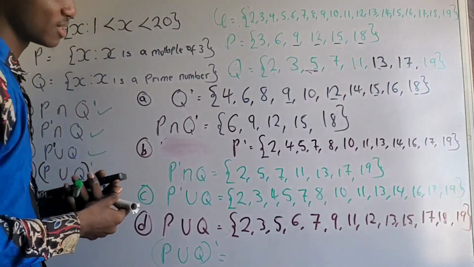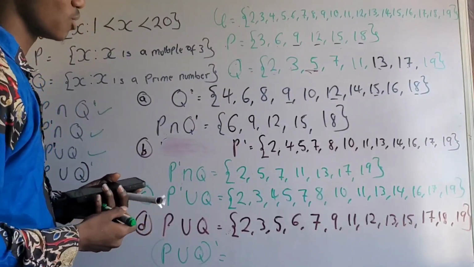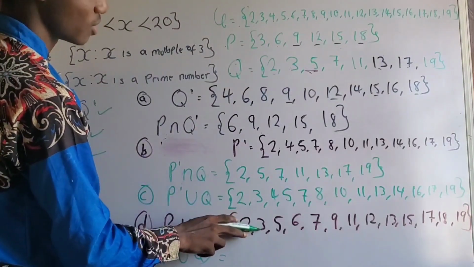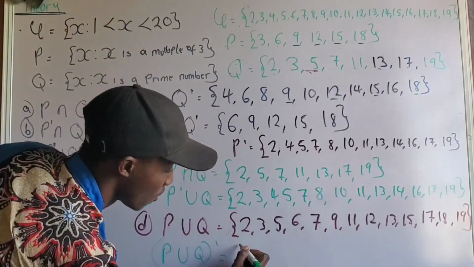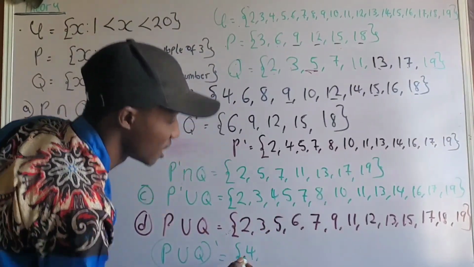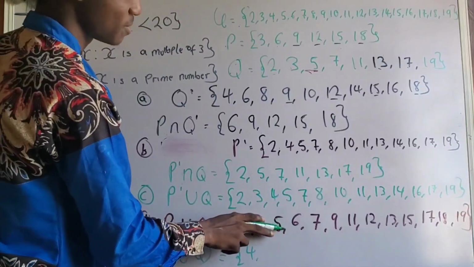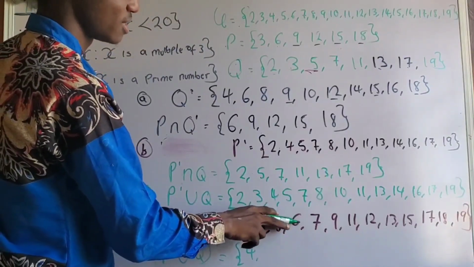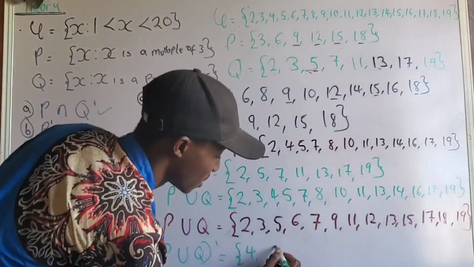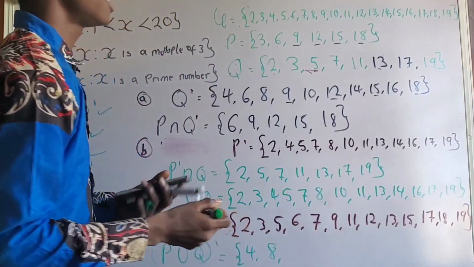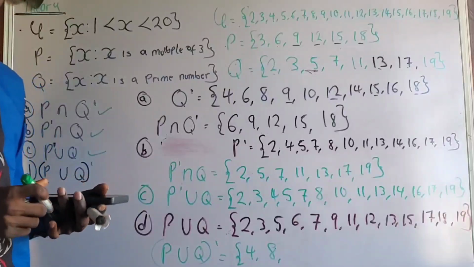2 is present, so we are not going to include 2. 3 is present, we are not going to include 3. 4 is not present here, so we are going to put 4. Okay, 5 is present, we are not going to include 5. 6 is present. 7, okay. 8 is not present, so we are going to put 8, okay. Do you understand what I'm doing?